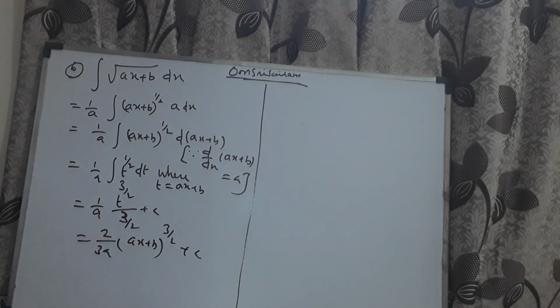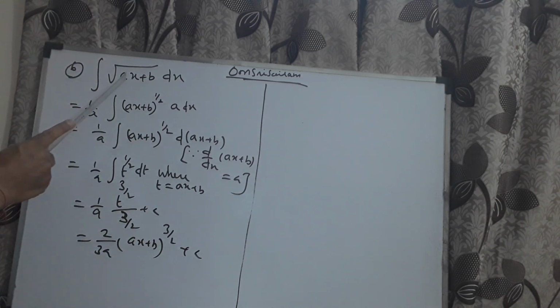Now we take it for granted like a formula: ax plus b power 3 by 2 by 3 by 2, and divide by a, which is the derivative of ax plus b. That is, in the derivative I will have into a, therefore I divide by a. Therefore, practically speaking, it comes under substitution.